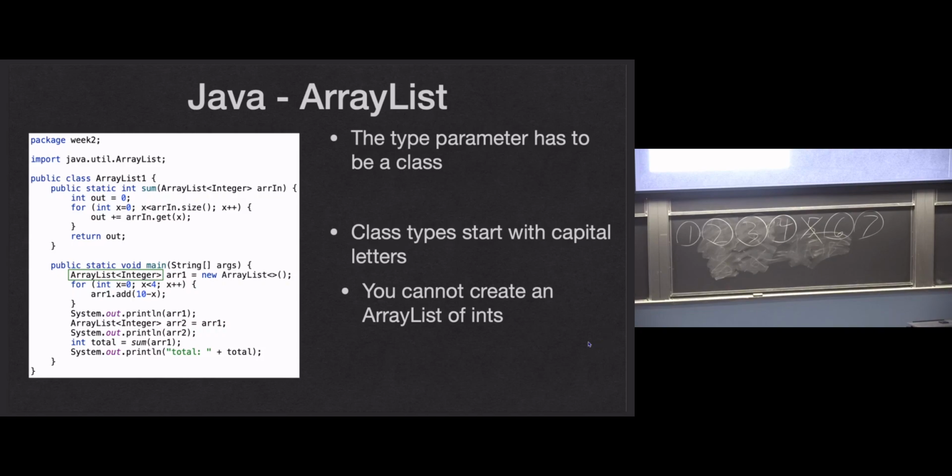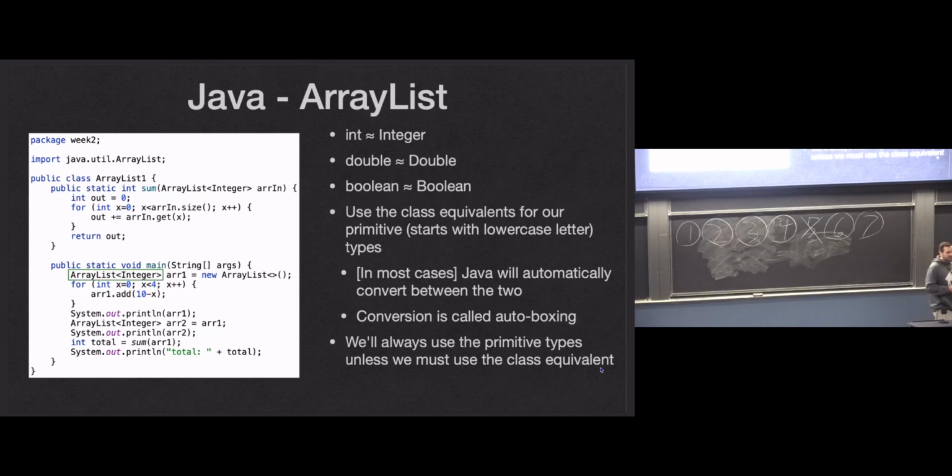But for now, we can't create an ArrayList of ints, not allowed. So we have to use this different type. We can't do ArrayList of lowercase int. It will not work. We have to use class types, not primitive types, for our data structure type parameters. Luckily for us, Java gives us these class equivalents for each primitive. So capital I Integer, capital D Double, capital B Boolean. These are the class equivalents. And in most cases, Java converts between these without us having to do anything.